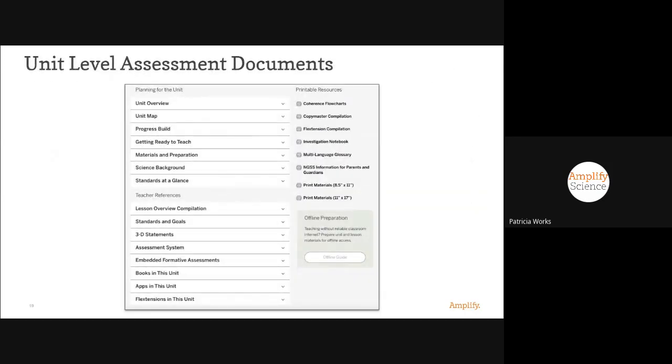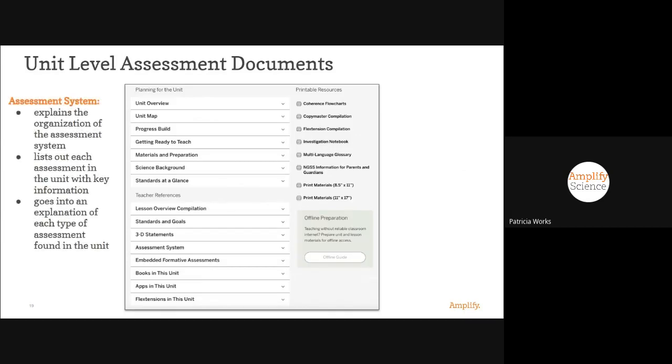Okay, so we find these unit documents on that main unit landing page down underneath the chapter pictures. And the assessment system document that you see the arrow just indicated will explain the organization of the assessment system, list in order throughout the unit each assessment and tell you some bits of key information about it. And then it goes into an explanation of each type of assessment that's found in the unit.